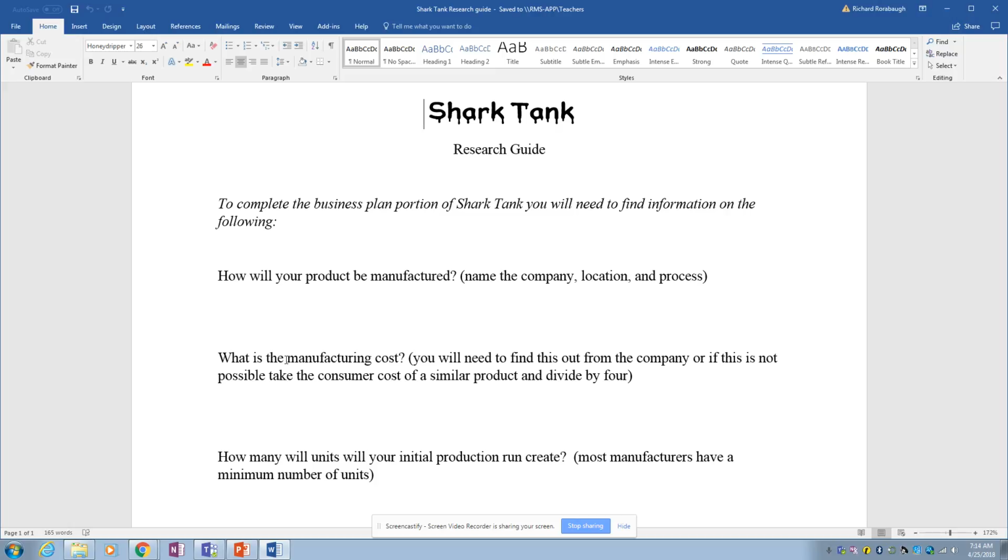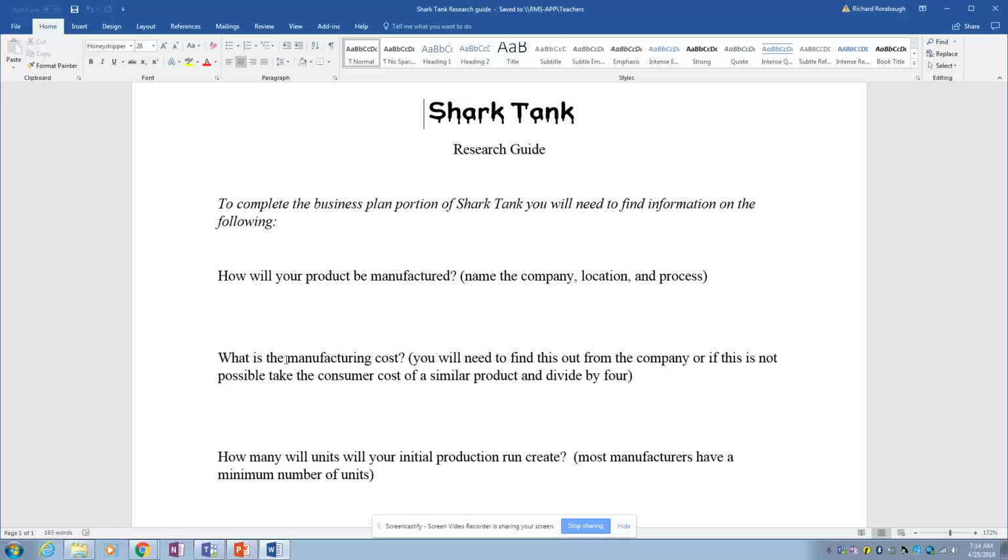So, you've been given a research guide, and you need to fill out these questions because they're going to be helpful on both the survey that you're getting ready to do, and it's going to be necessary for the business plan that you're going to have to come up with. So, you're going to have to get onto a computer and research these things to find the answers.